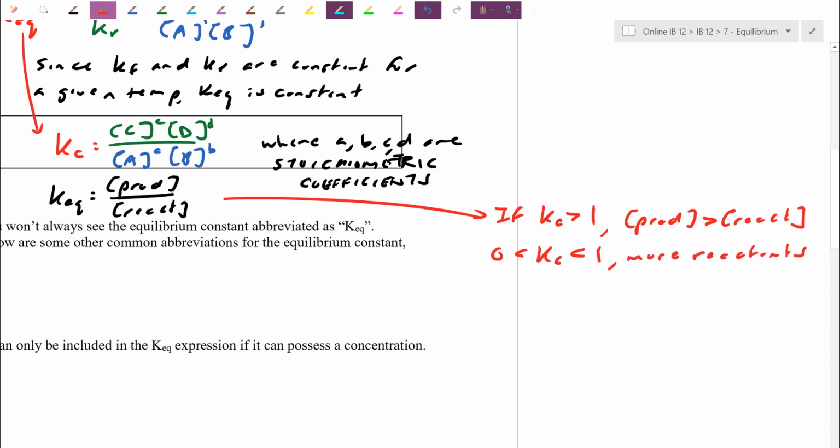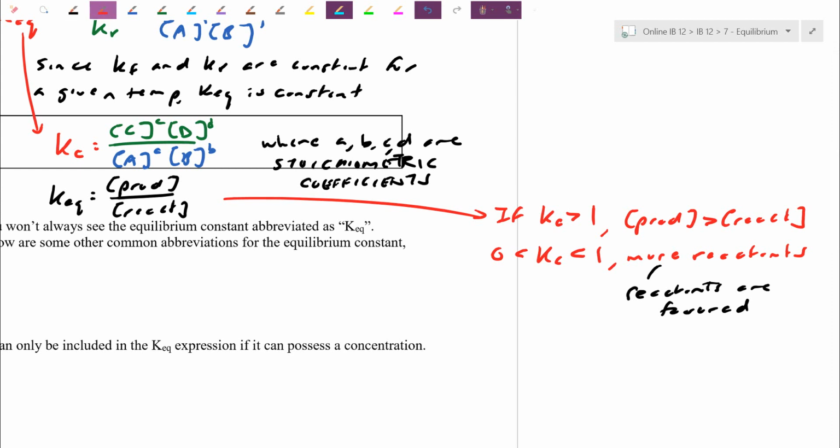More reactants, or you can even say this terminology here: reactants are favored. That means we have an equilibrium system. Yes, we've hit this balance. Yes, the forward rate is equal to the reverse rate, but we are at such a temperature that we actually have more of the A and B, more of the left-hand side than the right-hand side.